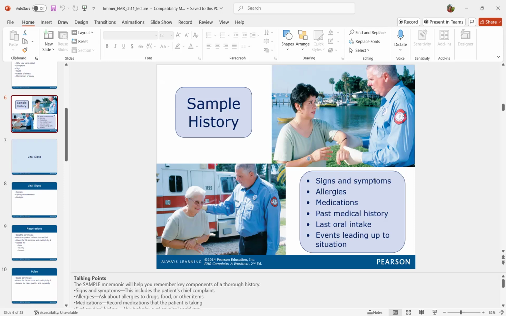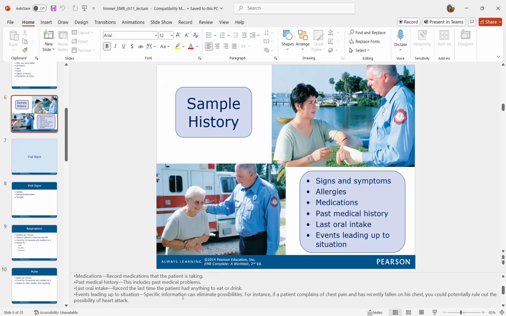S is for signs and symptoms. This includes the patient's chief complaint. A is for allergies. So asking about any allergies to drugs, foods, other items. M is for medications. This is, what medications have they taken? What medications are they on? Have they taken any before we've gotten there?